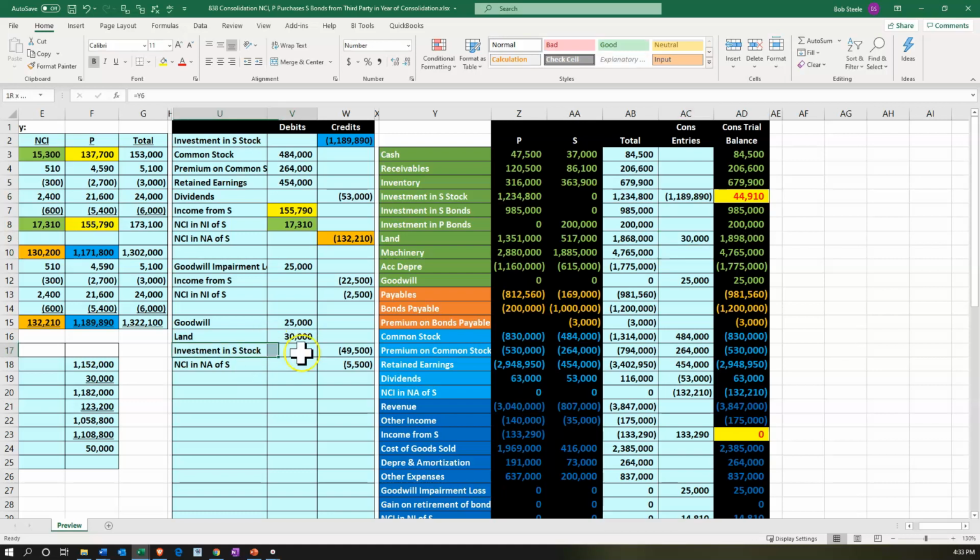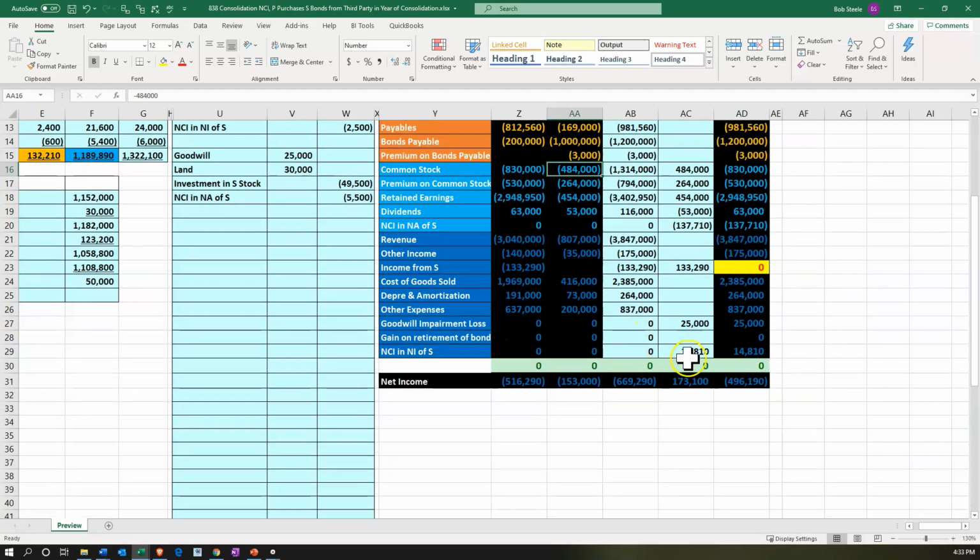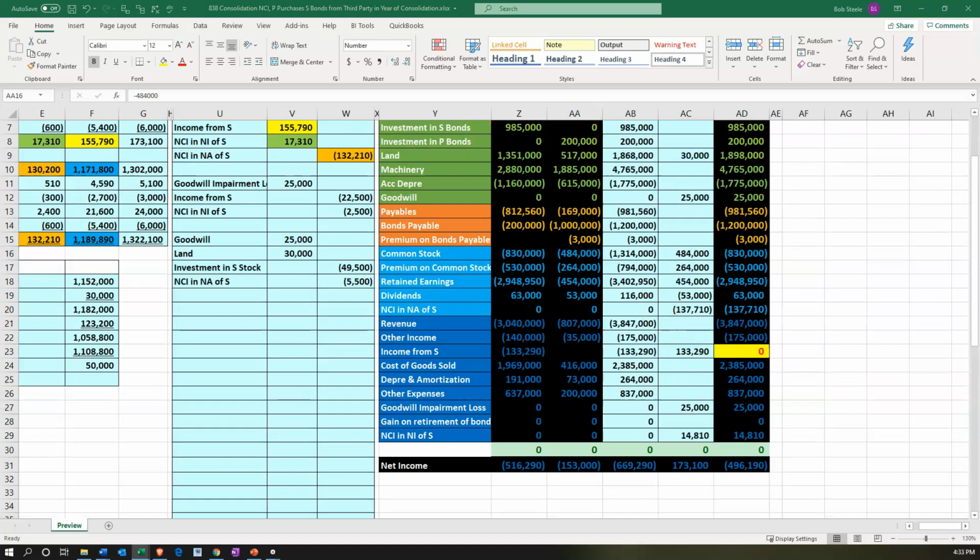And then this is going to go to the investment in S. So the investment in S up top, not quite to 0 yet, but we're working on it. F2 plus F2, something's in it, so I use the F2 plus F2, 49.5. And then the non-controlling interest in A, net assets, F2 plus F2, it's going to be that 5,500. Does that put us back in balance? It should. It does. Therefore, we'll move on.